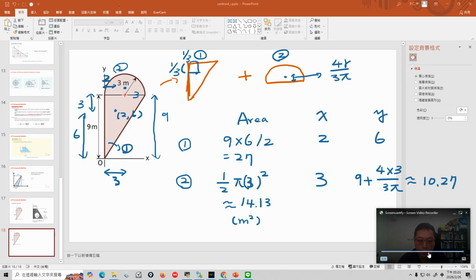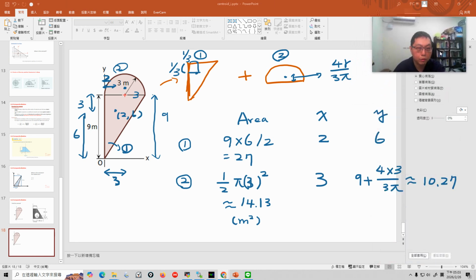So we finished the second part of this composite area calculation for the centroid. First of all, treat the composite area as a combination of simple shapes, and then find the centroid of each part. And then do the area average.